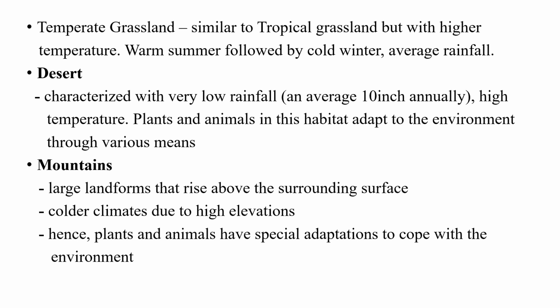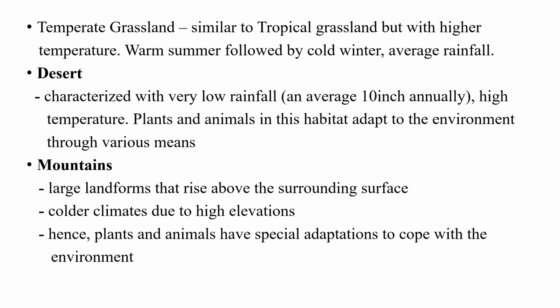Then the temperate grassland. The temperate grassland is similar to tropical grassland, but it has a higher temperature, and it is usually characterized with warm summer. That is, the summer is usually warm, and it's followed by cold winter and average rainfall. That is, the rainfall is not usually very high.